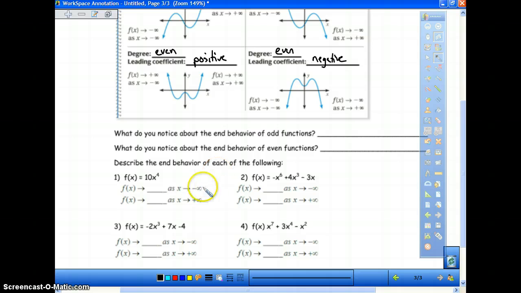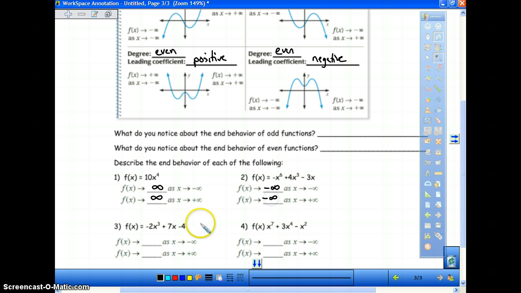So here, we know that it's even. We know that this is positive, so it's going to open up. Remember, positive means opens up. So right away, you could say f of x is going to go to infinity for both of them. The second one, again, we have an even function, so we know it's a parabolic type function, but the front is negative, which means it's going to open down, so both of these would be negative infinity.